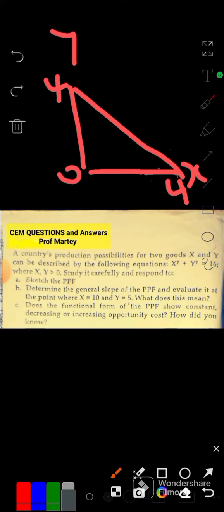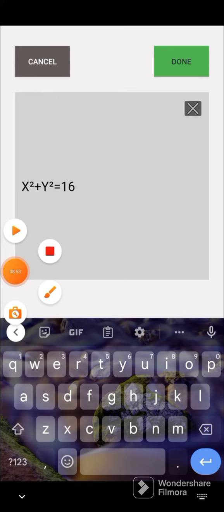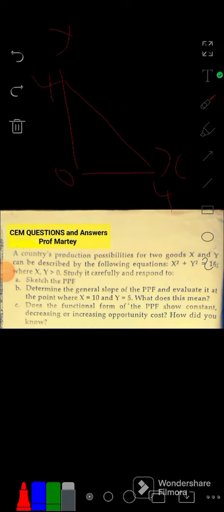B is determine the slope of the PPF and evaluate it at the point where x is equal to 10 and y is equal to 5. What does this mean? The question was asking us to calculate the slope, that is, determine the general slope. So we are going to determine the general slope. How do we determine the general slope? We have the equation like this.